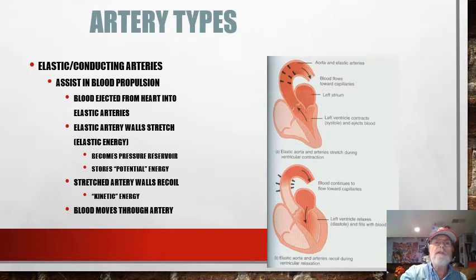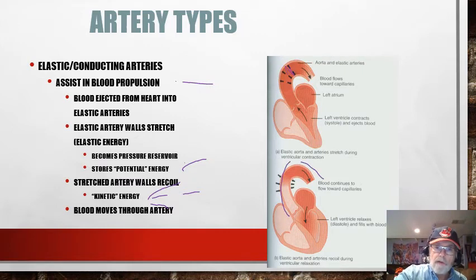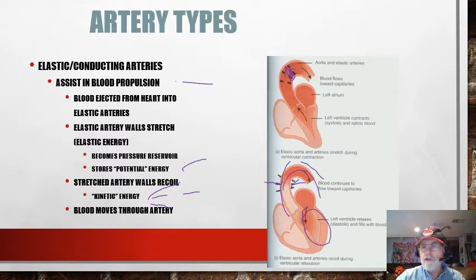And again, these elastic arteries, like I mentioned, assist in propulsion, because as blood is ejected from the heart into the elastic arteries, they stretch, which is making elastic energy. Then the elasticity will snap back. This is called potential energy when it stretches, but when it recoils, it's called kinetic energy. The kinetic energy is causing motion, and it makes the blood propel. So the artery stretches, but then when systole stops, we have diastole of the ventricle, the wall snaps back, and that forces the blood further on down the chain.